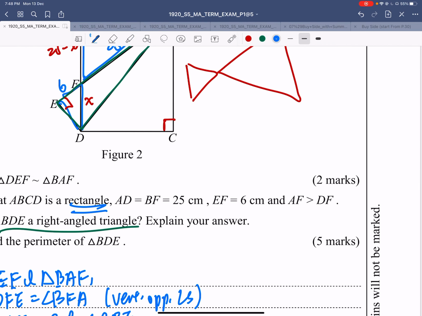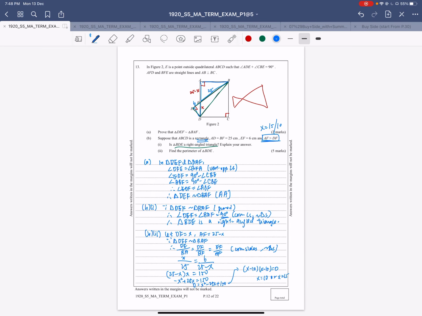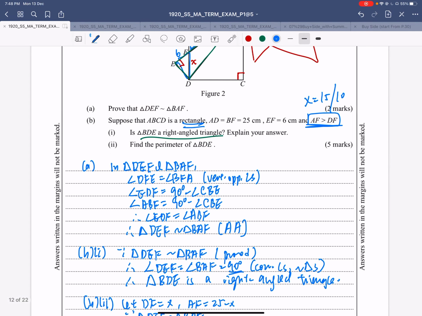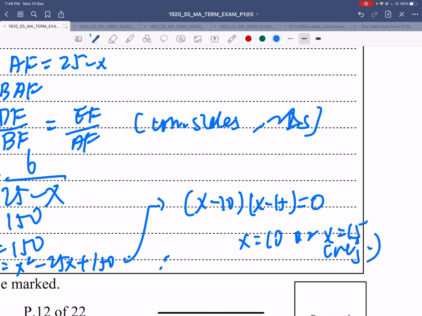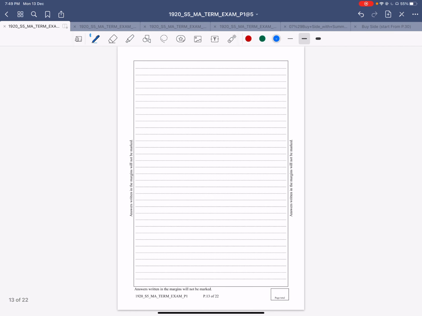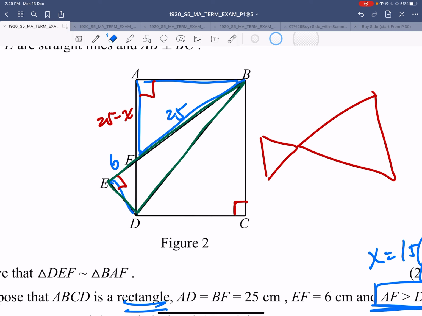So actually, this clue is hinting whether x should be 15 or 10. Because DF is smaller, DF should be 10, so x equals 15 should be rejected. Therefore, DF equals 10 cm. Then it is already basically finalized because you know this is a right angled triangle.